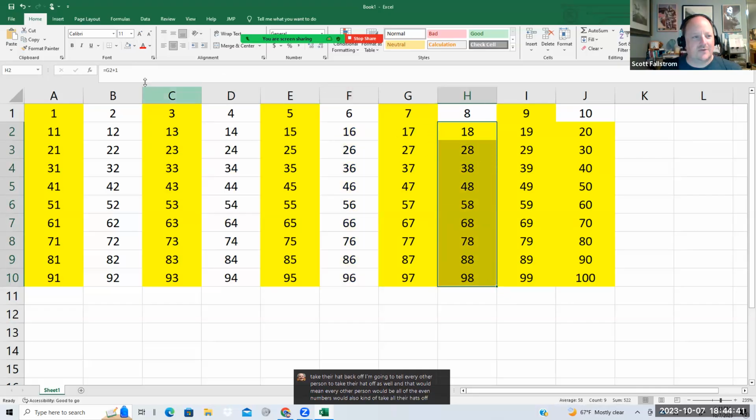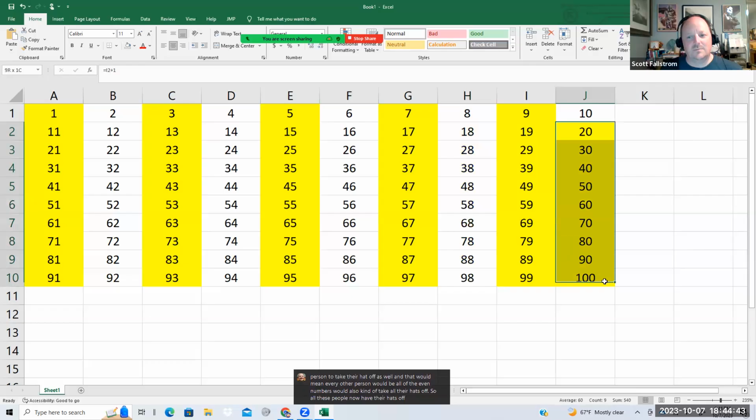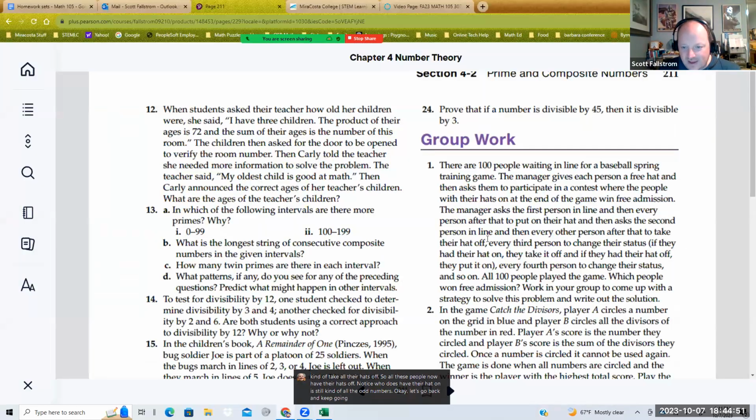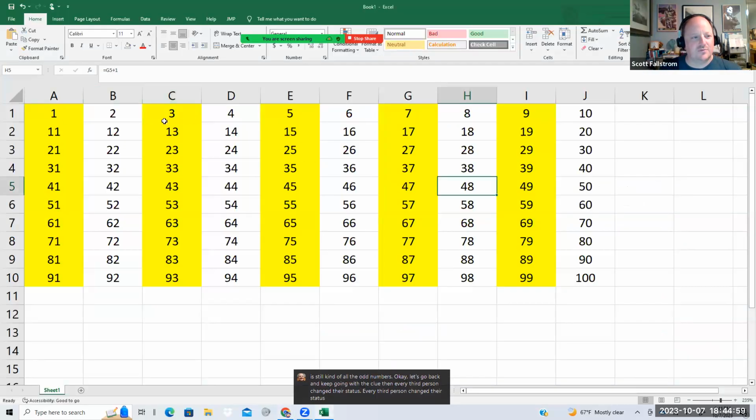So all these people now have their hats off. Notice who does have their hat on is still kind of all the odd numbers. Okay. Let's go back and keep going with the clue. Then every third person changed their status. Okay, so every third person changes their status.